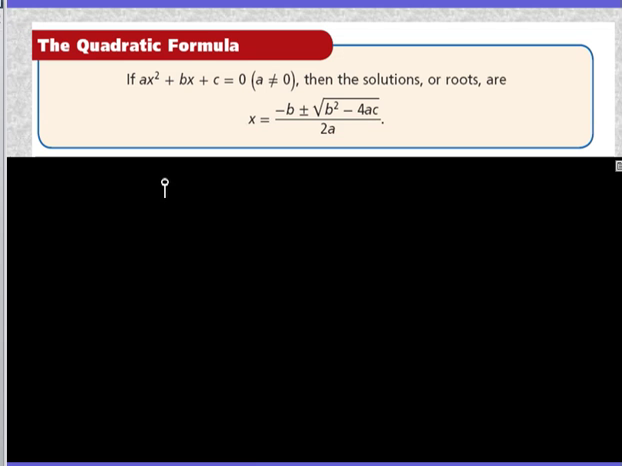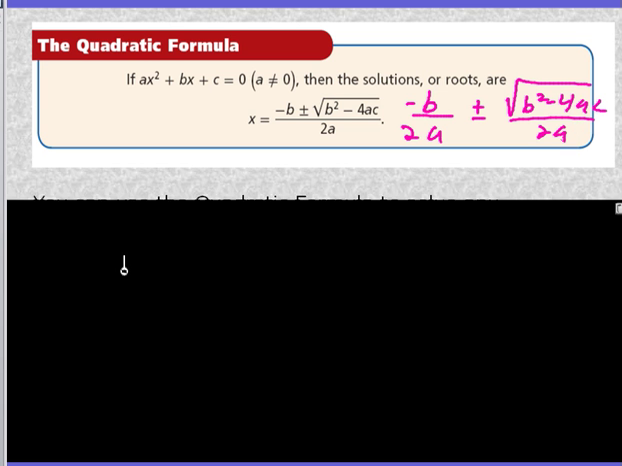So here is the quadratic formula. They have it negative b plus or minus the square root of b squared minus 4ac over 2a. I usually tend to use it like this, so I break up the two rational expressions, but either way is fine. So I'll divide negative b by 2a and then do my plus or minus square root of b squared minus 4ac over 2a. Whichever you prefer is fine.